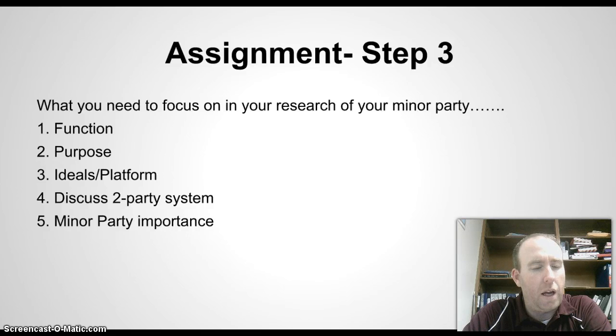Number 4, you could possibly discuss the 2-party system a little bit. Know that the 2-party system is the dominant system that we have in the United States, but also know that your political party is going to have an important role, which is number 5. Know what the importance of your minor party is. Once again, knowing the overall function of your political party will help you with this.